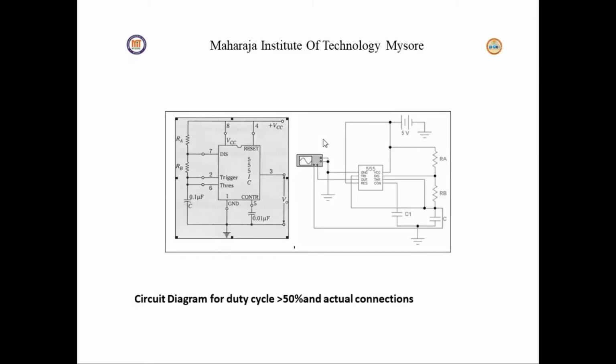Before going for the calculation, first we will see the circuit diagram for the duty cycle which is greater than 50%. So here we are using RA and RB as the resistors and one capacitor. This will be of 0.01 microfarad. This will be of 0.1 microfarad capacitor.